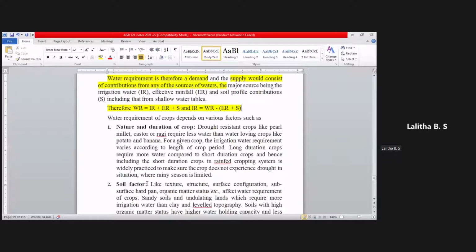It depends on various factors. First and foremost is the nature and duration of the crop. Drought resistant crops like pearl millet, castor or ragi require less water than water loving crops like potato, banana, or aquatic plants like rice. Then, short duration versus long duration: a short duration crop or variety requires less water when compared to a long duration variety.